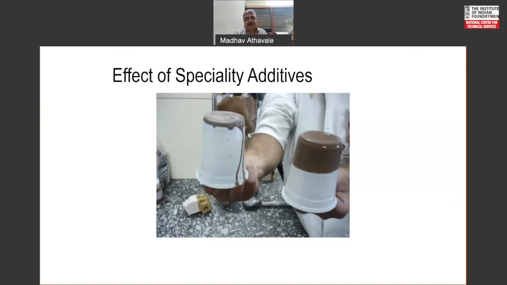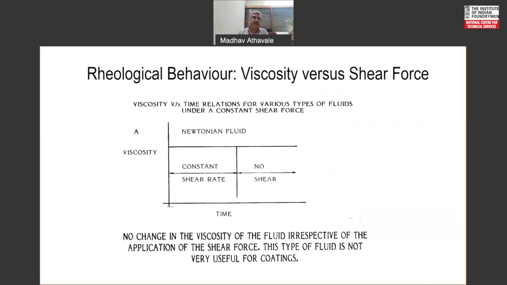There are different tests which the coating developers and manufacturers use. This is one of the common ones to show the effect of wetting agents. Let's have a quick look at rheological behavior, that is viscosity versus shear force, or shear rate actually.